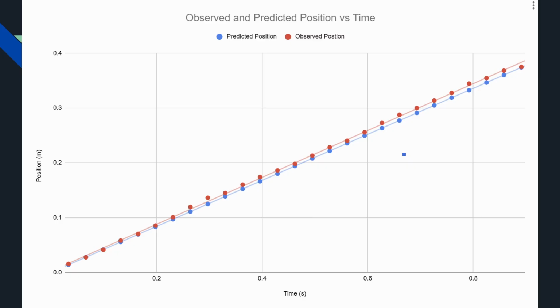As we can see, the observed position is slightly higher than the predicted position, but overall it is not a huge difference. The other difference that we can see is that the predicted position data set always falls on the line of best fit, whereas the observed position has some slight variances due to maybe not being at a constant speed or errors in tracking the marker.